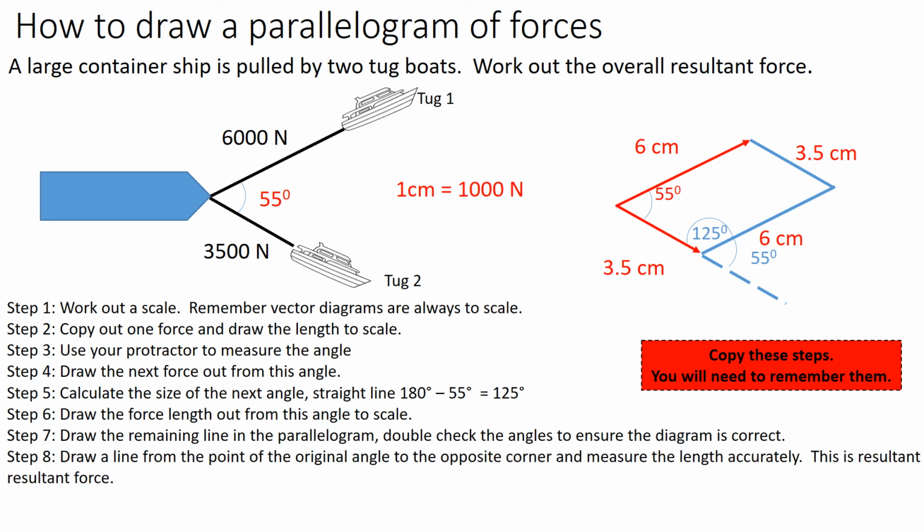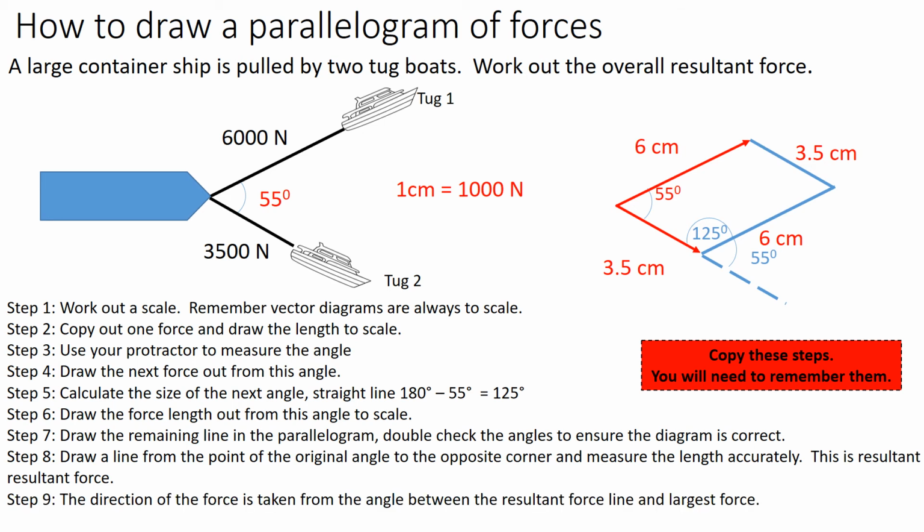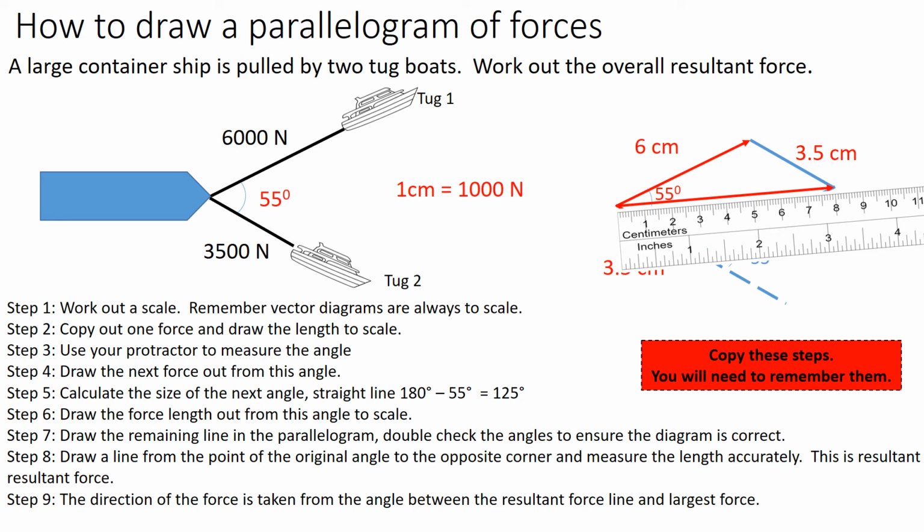Draw a line from the point of the original angle to the opposite corner and measure the line accurately. This is the resultant force. So the direction of force is taken from the angle between the resultant force line and the largest force. There we are. And we can measure that again with my ruler, and that gives me a resultant force of 7.9 centimetres.